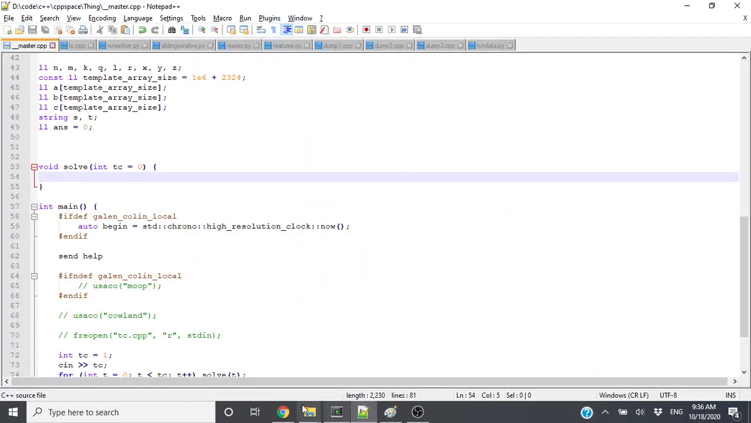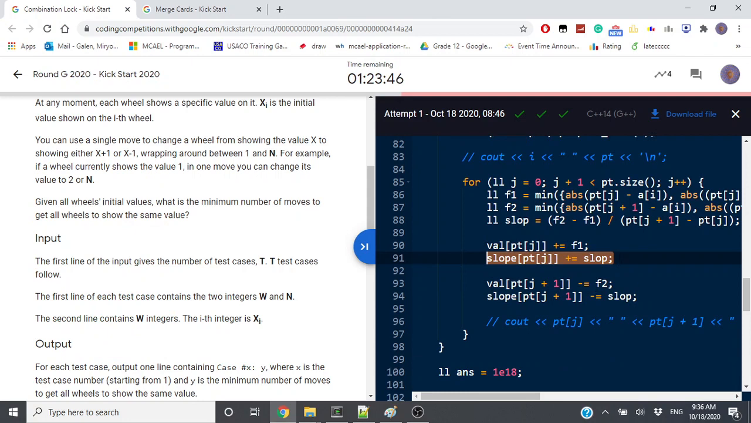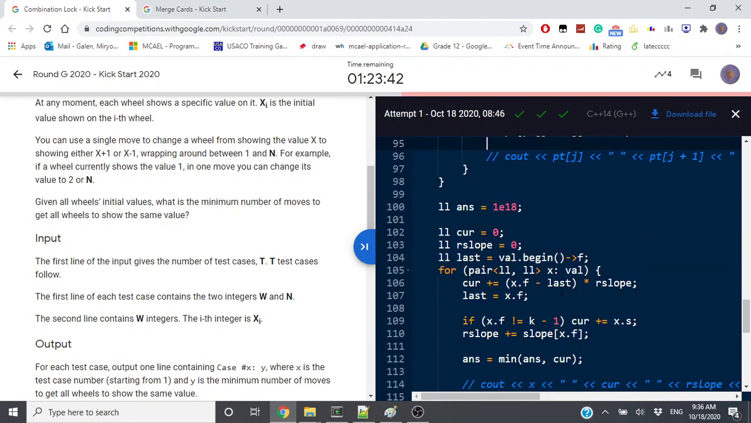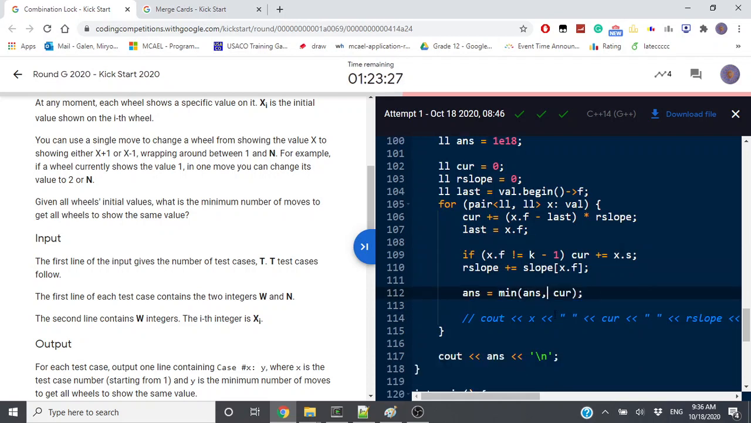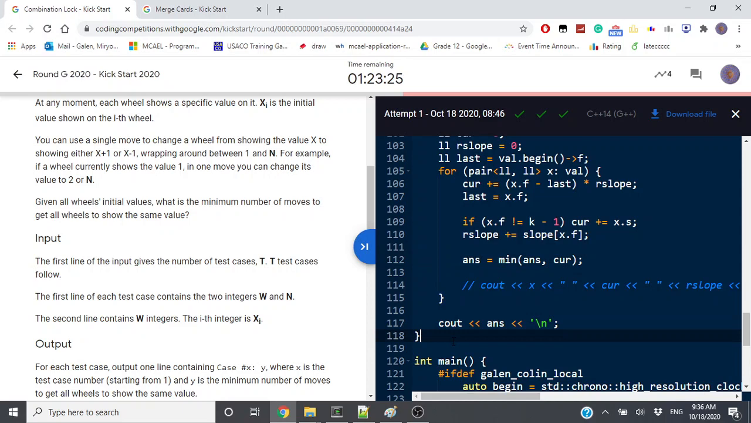So that's what I'm doing here. You begin by adding it, and then later cancel it out by subtracting it. And then finally, go over all the points. This is pointless, don't do this part. But basically, you just compute the differences, you maintain the last point, and then over all possible interesting points, take the minimum. And of course, print it.